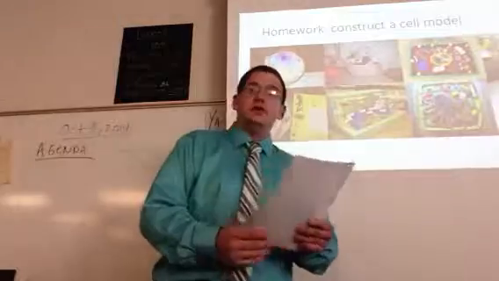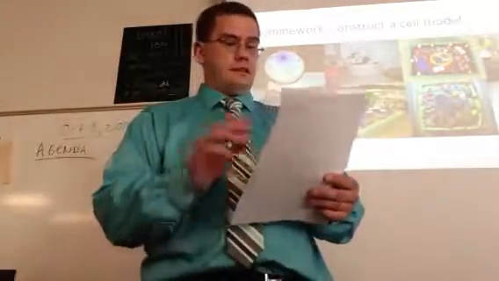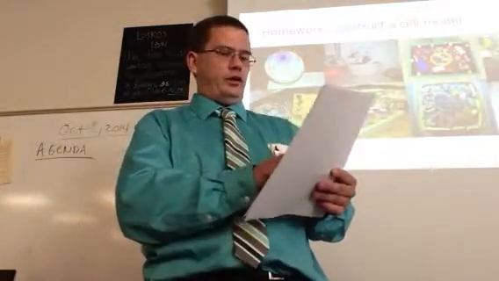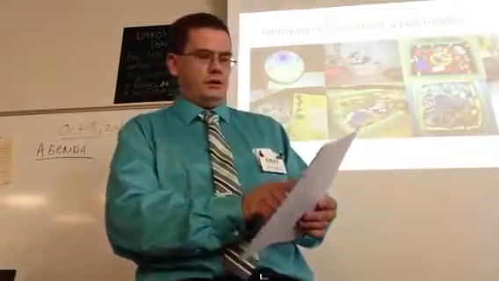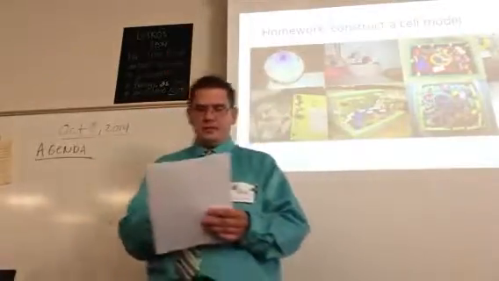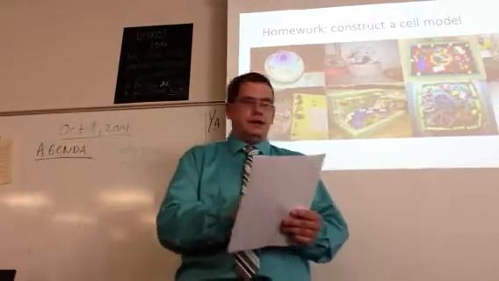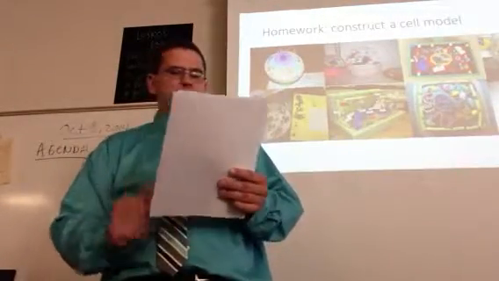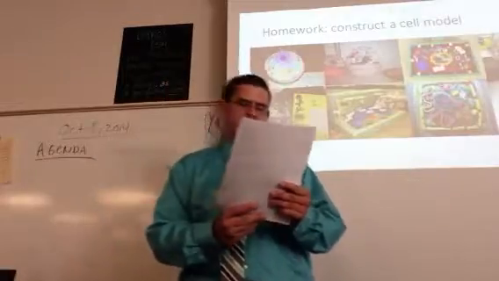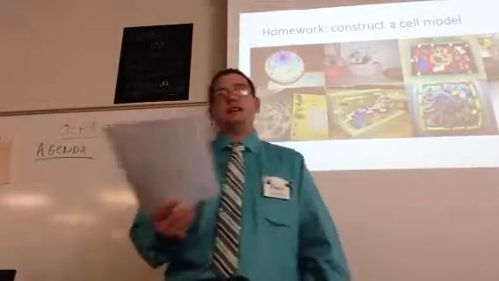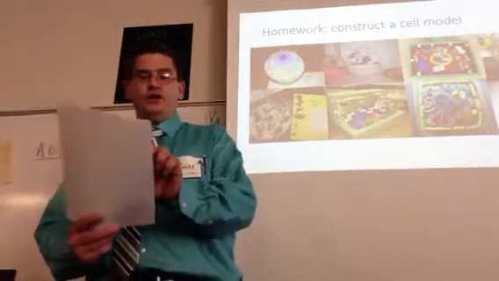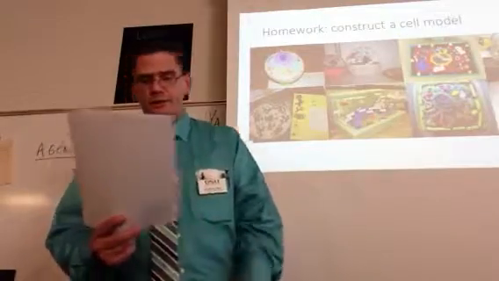22 points you will get for naming, for having all of these components on there: the cell membrane, the cytoplasm, mitochondria, nucleus, Golgi bodies, ER, vacuole, DNA, ribosomes, chloroplast, cell wall, and lysosome. So if you have all those, you can get 22 points right there.